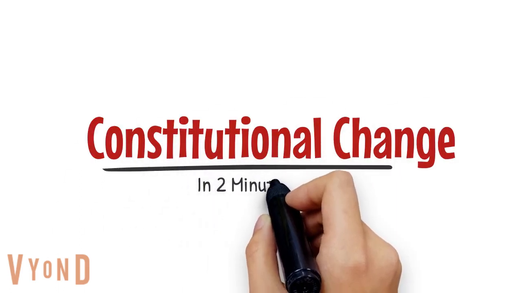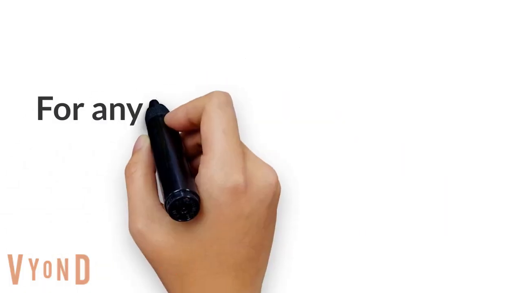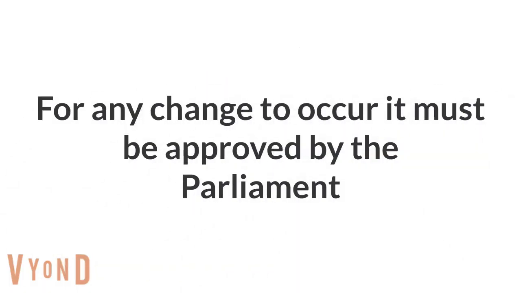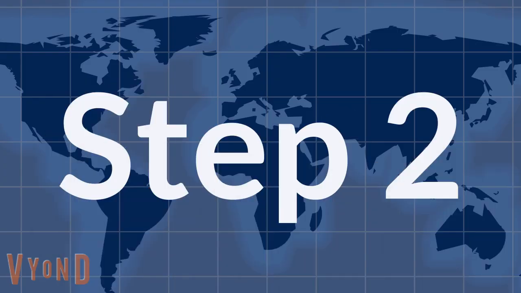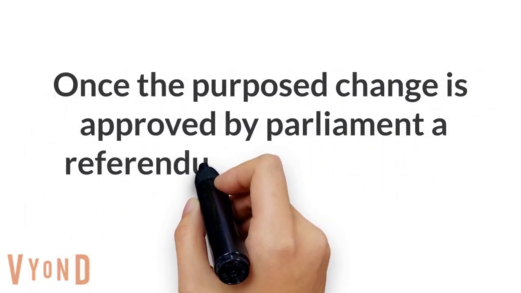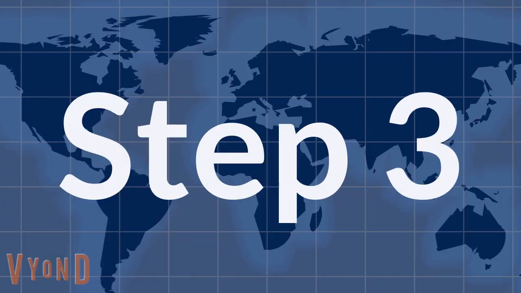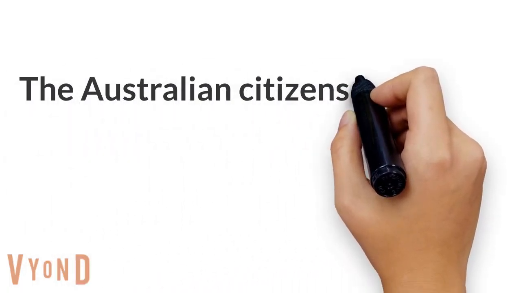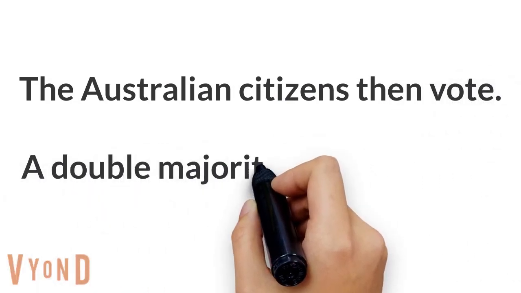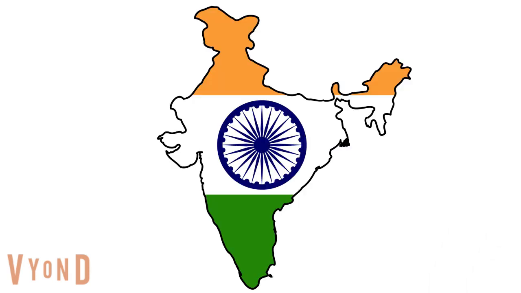Constitutional change in 2 minutes. Step 1. In Australia, for any change to occur, it must first be approved by the Parliament. Step 2. Once the proposed change is approved by Parliament, a referendum process occurs. Step 3. The Australian citizens then vote. A double majority must be met in order for a constitutional change.